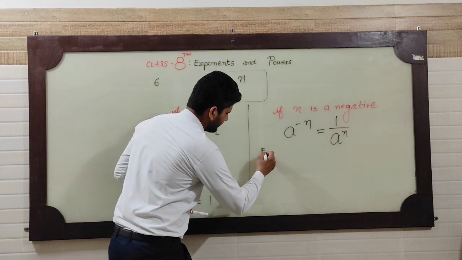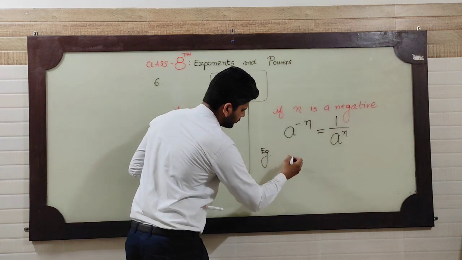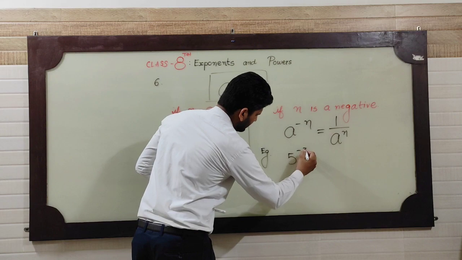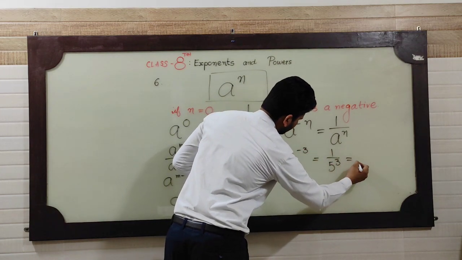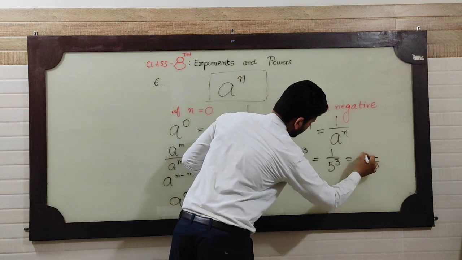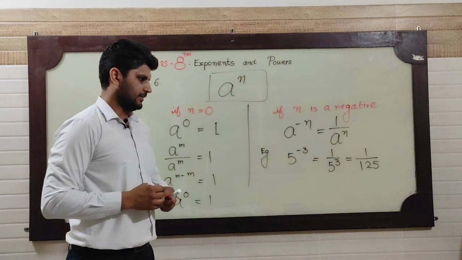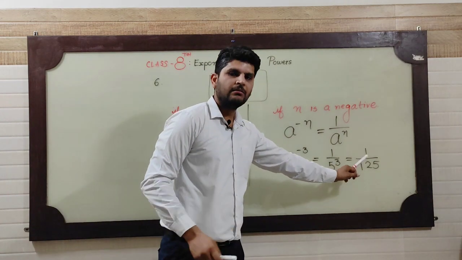One example of this: if we are writing 5 power minus 3, we can simply write it 1 upon 5 power 3. 5 power 3, that is 125. It means 1 upon 125. Negative power means divided by 1.